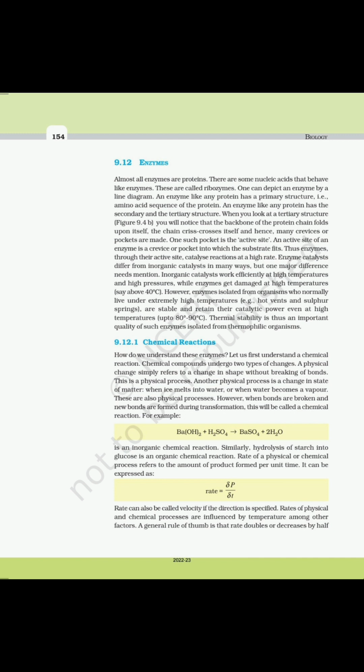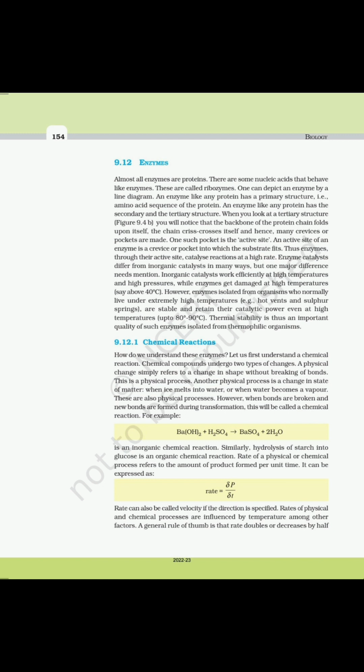9.12.1 Chemical reactions. How do we understand these enzymes? Let us first understand a chemical reaction. Chemical compounds undergo two types of changes. A. Physical change simply refers to a change in shape without breaking of bonds. This is a physical process. Another physical process is a change in state of matter, when ice melts into water or when water becomes a vapor. These are also physical processes.